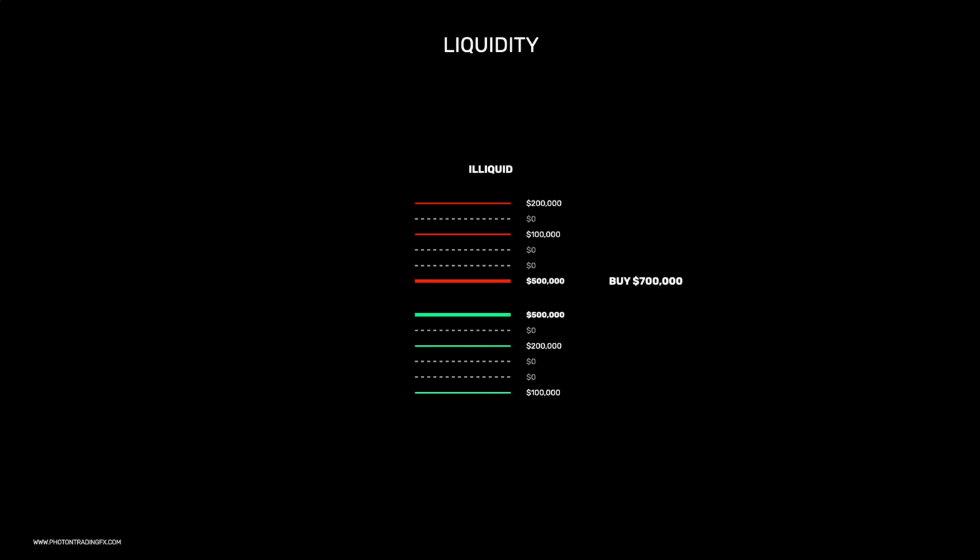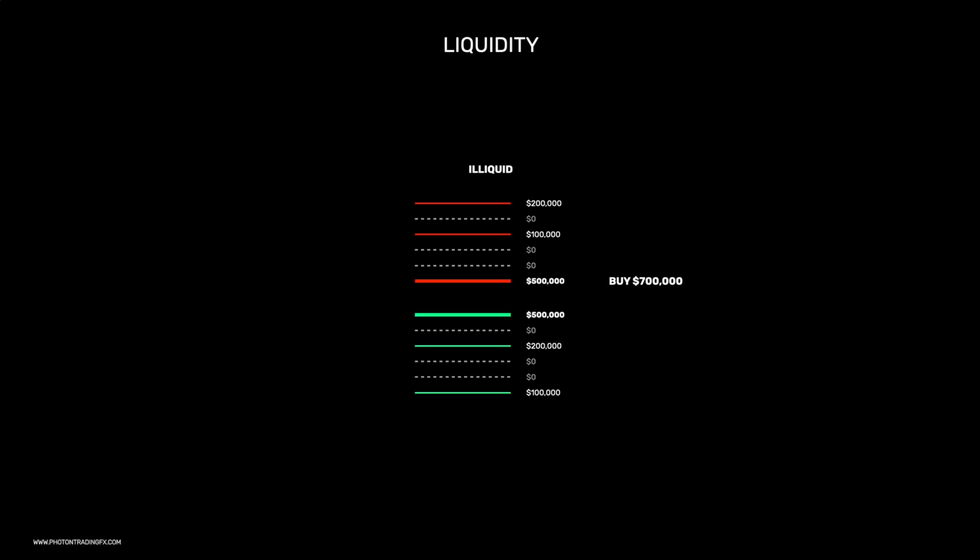So this diagram shows an illiquid market. Remember, each line represents a price level in the market, and at each price level, there is an amount of resting orders, so resting liquidity ready to be filled. So if you were trading this illiquid market and you placed a market buy order of $700,000, right? You're entering the market at the current market price. And remember, we buy at the ask price. That ask is the first red line there. We cross the spread and we have to buy at the ask.